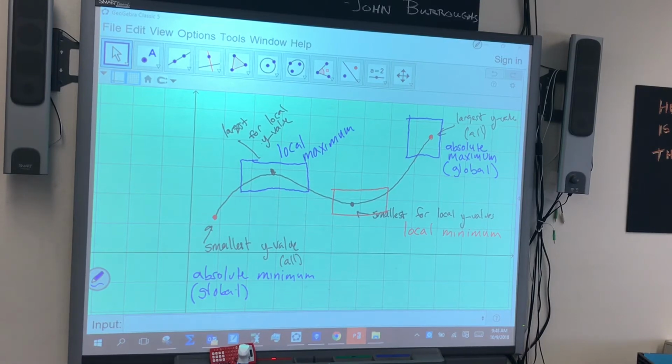And basically, when we see those adjectives, local tells me that it's the largest y value or smallest y value in that vicinity, in that area. Okay. But when I see the word absolute or global in front of minimum or maximum, now it tells me it's the largest y value or smallest y value on the entire curve. Does that make sense to everybody? Okay. So we'll ask you questions like that. We'll give you a picture and say, okay, go through and identify all the maximums and minimums. Identify which ones are local. Identify which ones are global and absolute. Okay. So hopefully that's not too difficult to do.